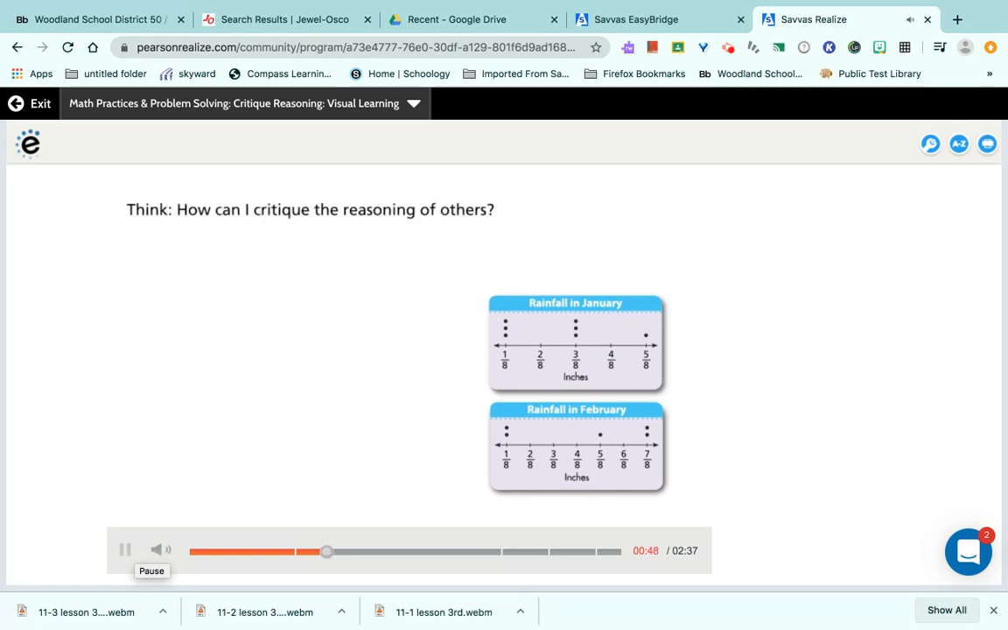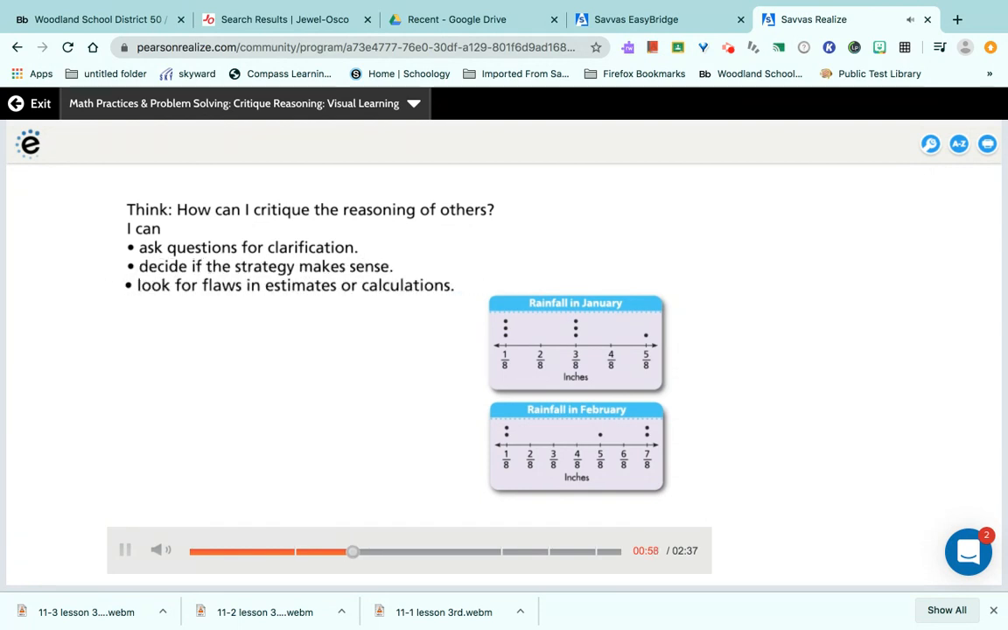Think, how can I critique the reasoning of others? I can ask questions for clarification, decide if the strategy makes sense, look for flaws in estimates or calculations.